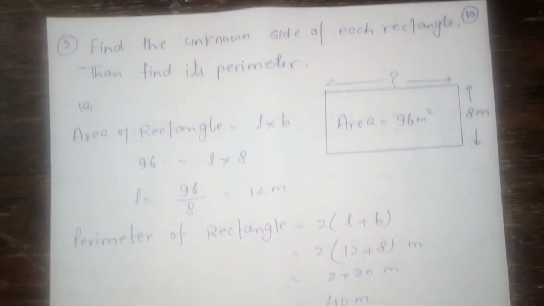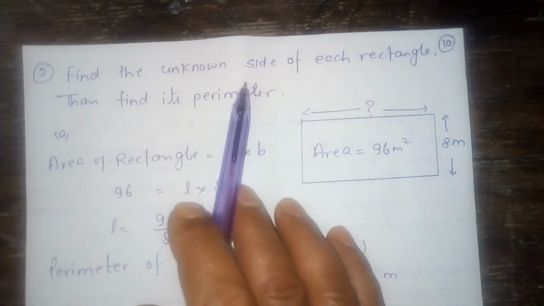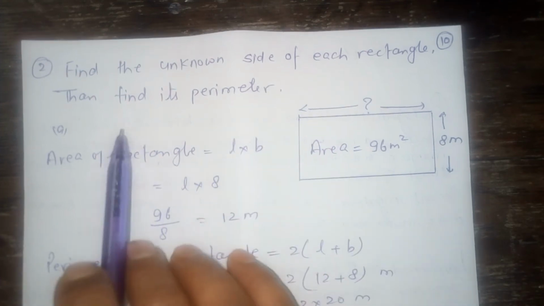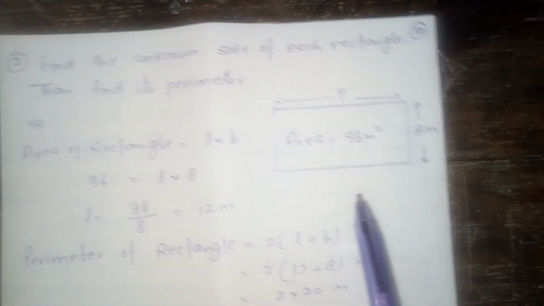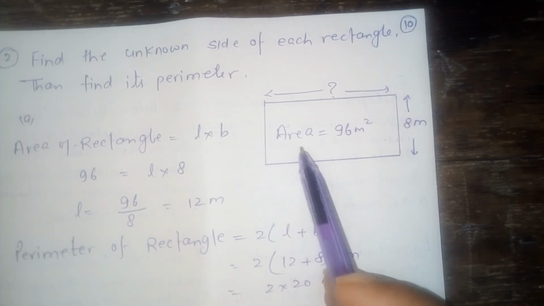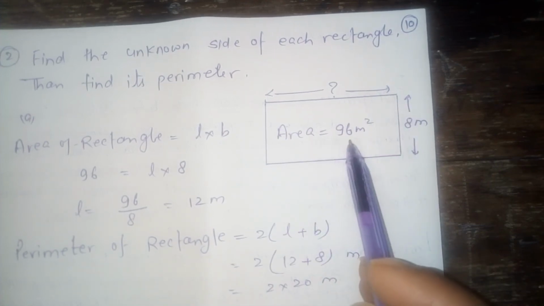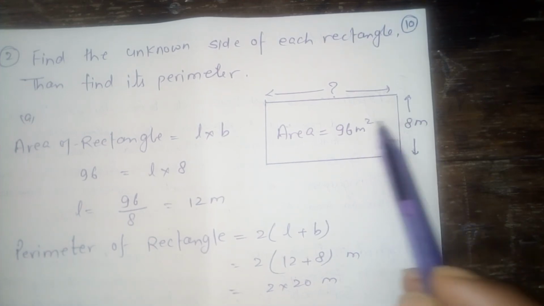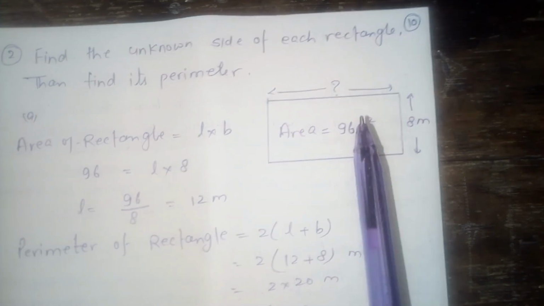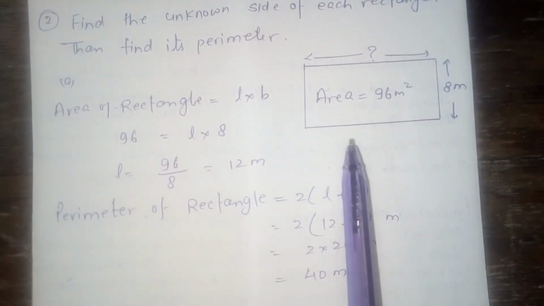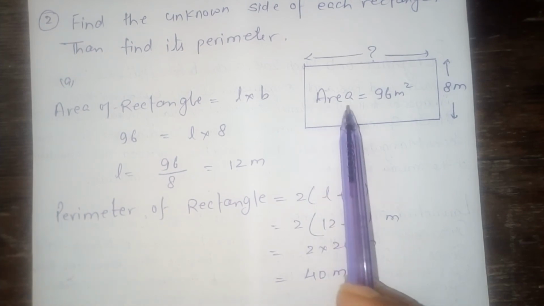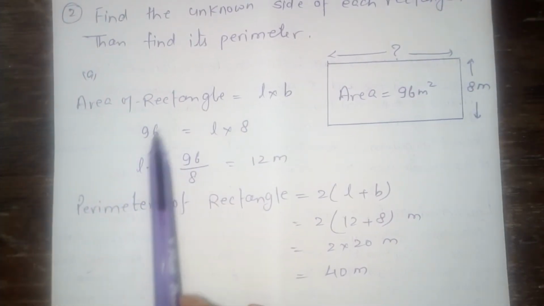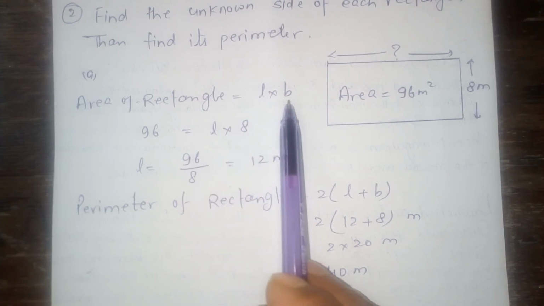My dear students, your next question is to find the unknown side of each rectangle. Then find its perimeter. Suppose the question says this is a rectangle and the area of the given rectangle is 96 square meter. Now in this question the breadth is given, that is 8 meter. In this question we will find the length. So we will apply the area of a rectangle. That's why this question depends on the area of a rectangle. The area of a rectangle is length into breadth. Area is 96, equal to length into breadth, which is 8.